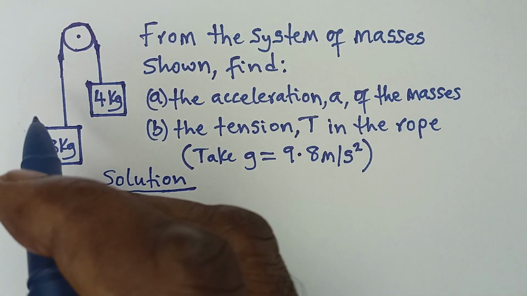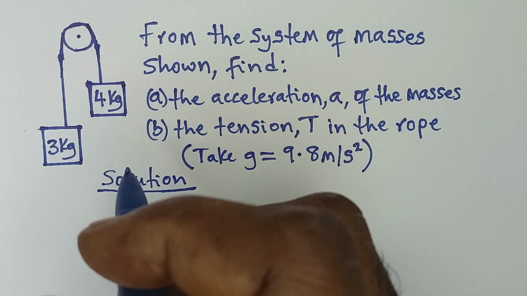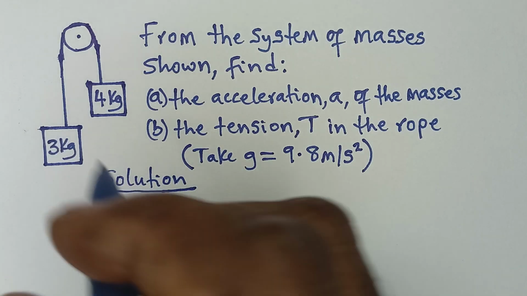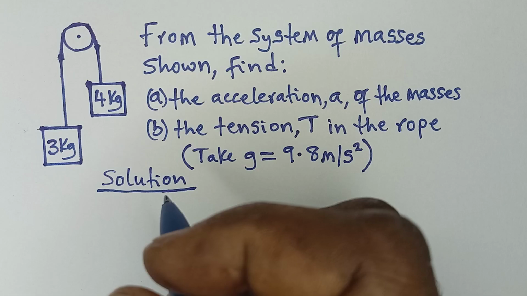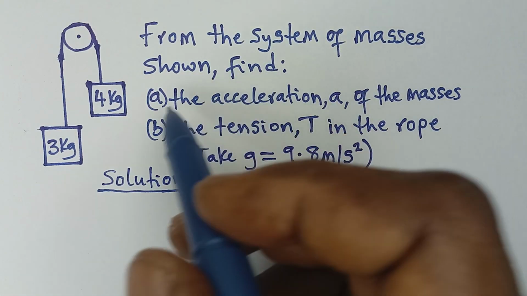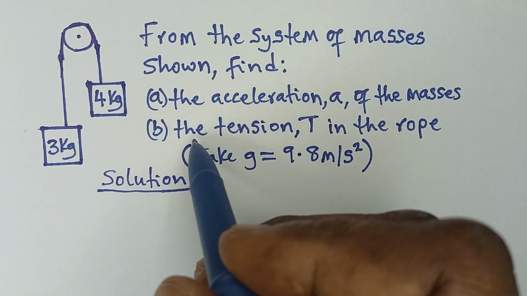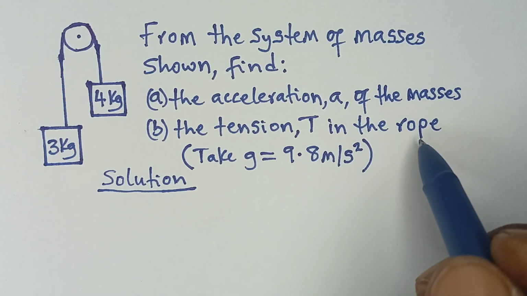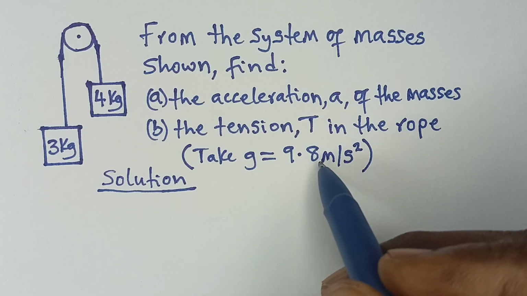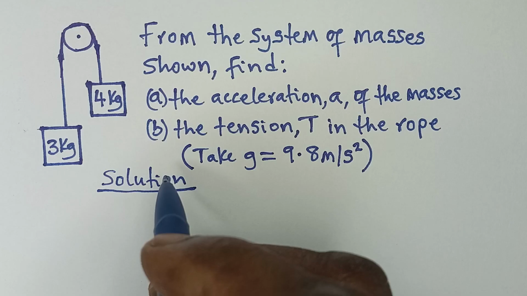If you look at the problem here, you see a system of forces, and this tells us that we are under the branch of applied mathematics. So this problem is under applied mathematics. Now the question says that from the system of masses shown, find A, the acceleration A of the masses, and B, the tension T in the rope. And I should take the acceleration due to gravity G as 9.8 meter per second square. So now let's look at the solution.